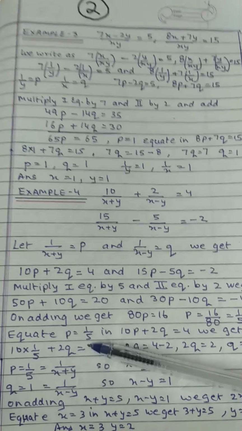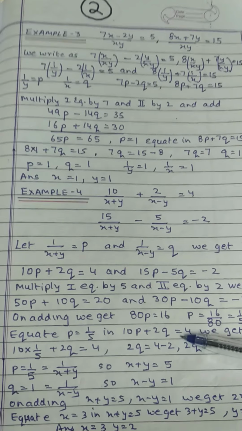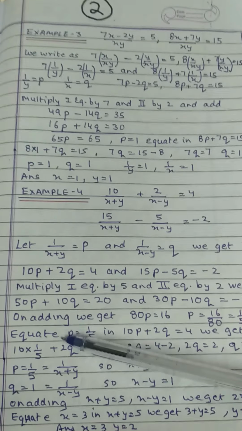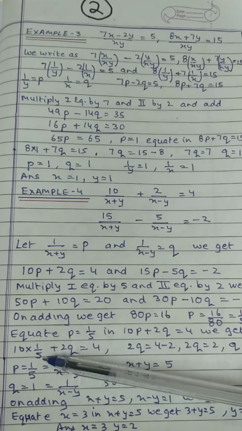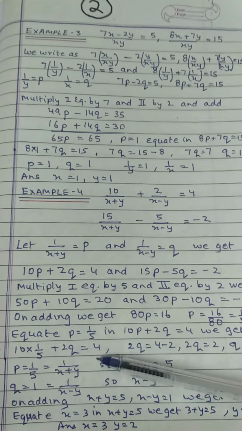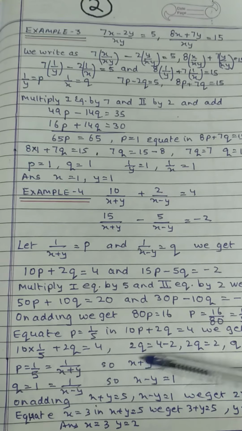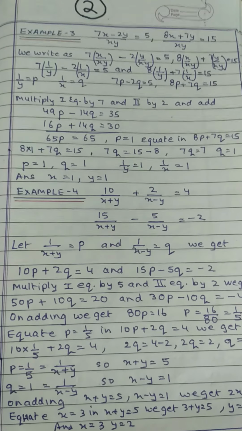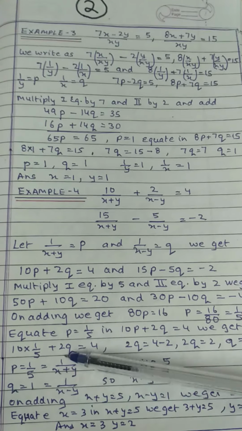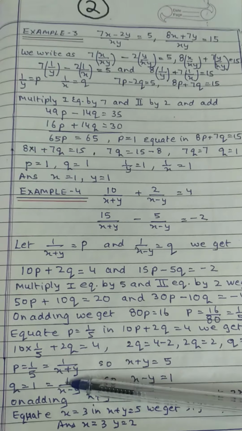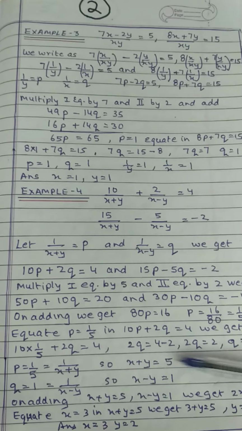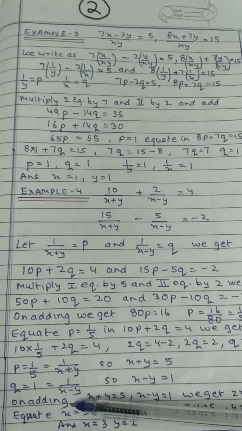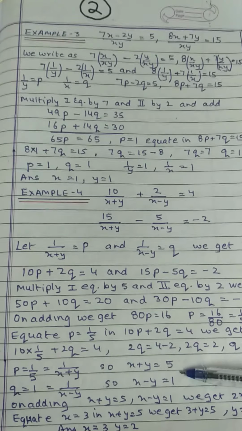Substitute p equals 1 over 5 in 10p plus 2q equals 4. We get 10 into 1 upon 5 plus 2q is 4. So 2q becomes 4 minus 2, q becomes 1. Now p is 1 over 5, which is 1 over x plus y, so x plus y is 5. q is 1 over x minus y, which is 1.